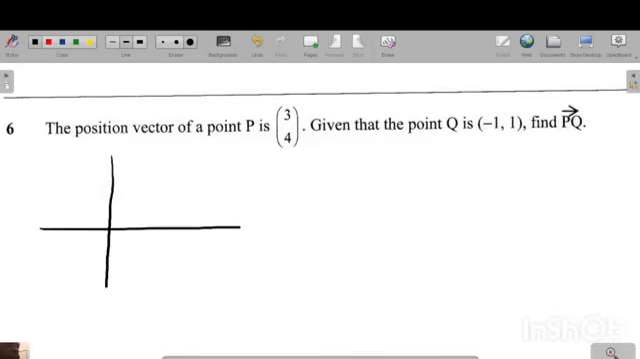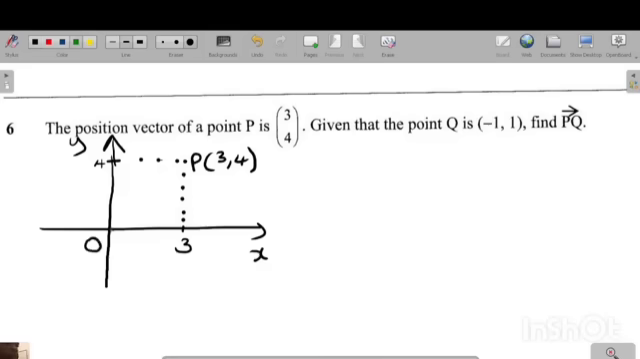Okay, so if you have the Cartesian plane like this, X, Y, okay, so point P is at 3,4. So 3, let's say this is where 3 is, and 4 is here. Point P is here, 3,4. Okay? So this is the origin.